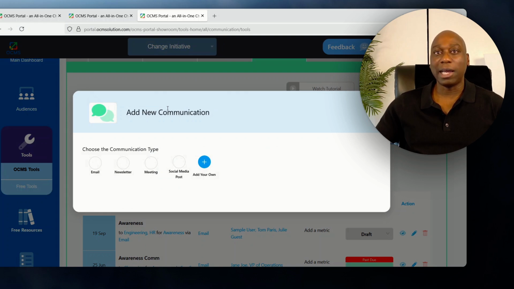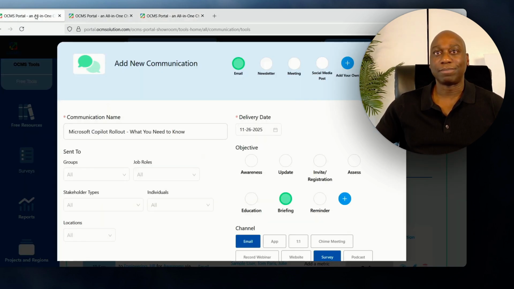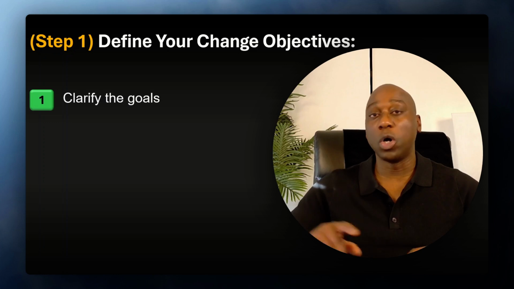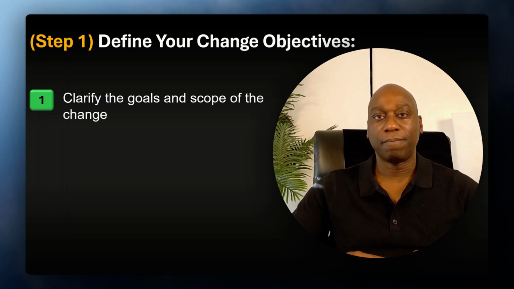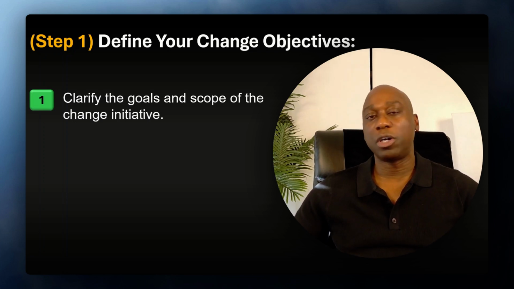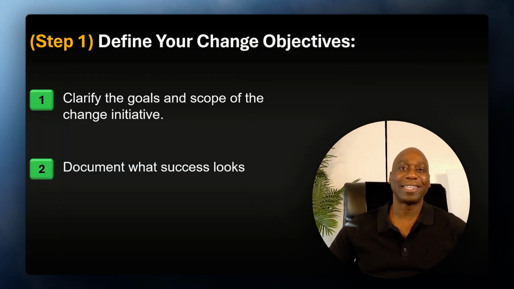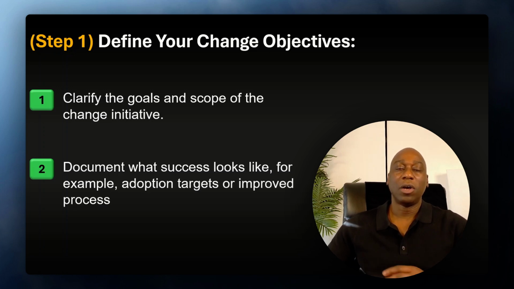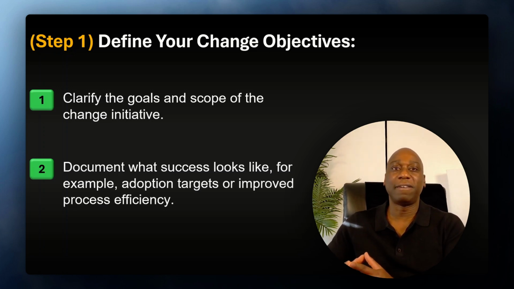If you are using an Excel template, you want to ensure that there is a column within that template for you to capture objectives. When defining your change objectives, you want to ensure that you clarify the goals and scope of the change project. Ensure that you document what success looks like. A lot of times, another reason why projects fail is what success looks like was never defined.